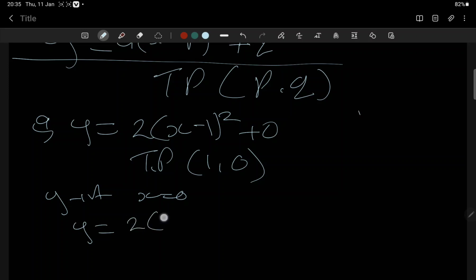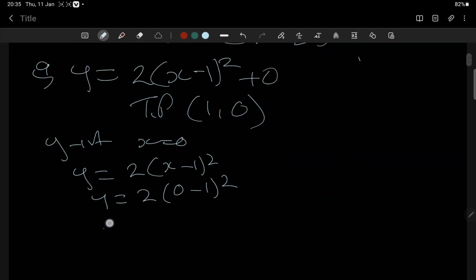y equals 2 into (x minus 1) squared. For x we put 0: y equals 2 into (0 minus 1) squared. That is 2 into negative 1 squared, which is positive 1, multiplied by 2, so y equals 2. Then the point will be (0, 2).